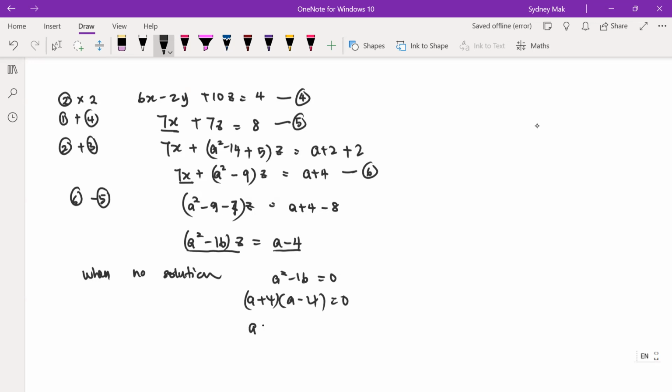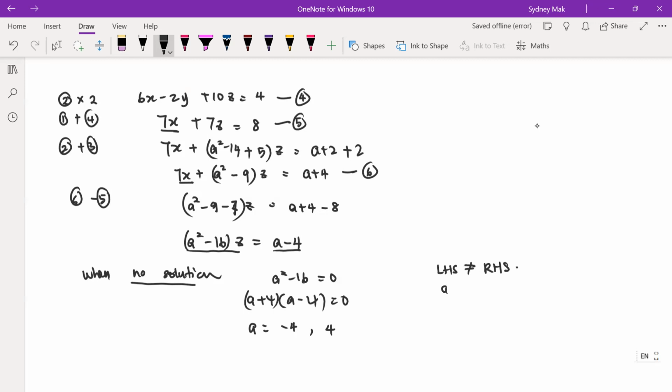So our a can be negative 4 or 4, but which one? Since I left the left side to be 0, my right side cannot be 0 when there is no solution. The left-hand side, we want it to be inconsistent. How can 0 be a number? Right? This is inconsistent, so that this will give us the no solution. So just bear in mind, the left-hand side shouldn't equal the right-hand side.